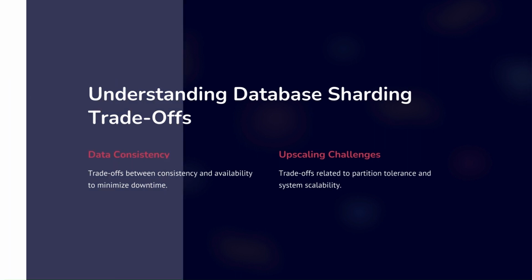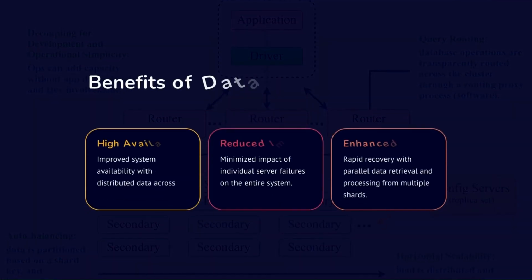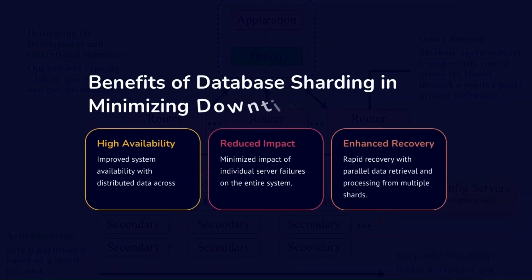Now let's talk about the benefits of database sharding in minimizing downtime. First one is high availability: improve system availability with data distributed across shards. Second one is reduced impact: minimize the impact of individual server failures on the entire system. And the third one is enhanced recovery: rapid recovery with parallel data retrieval, processing multiple shards.